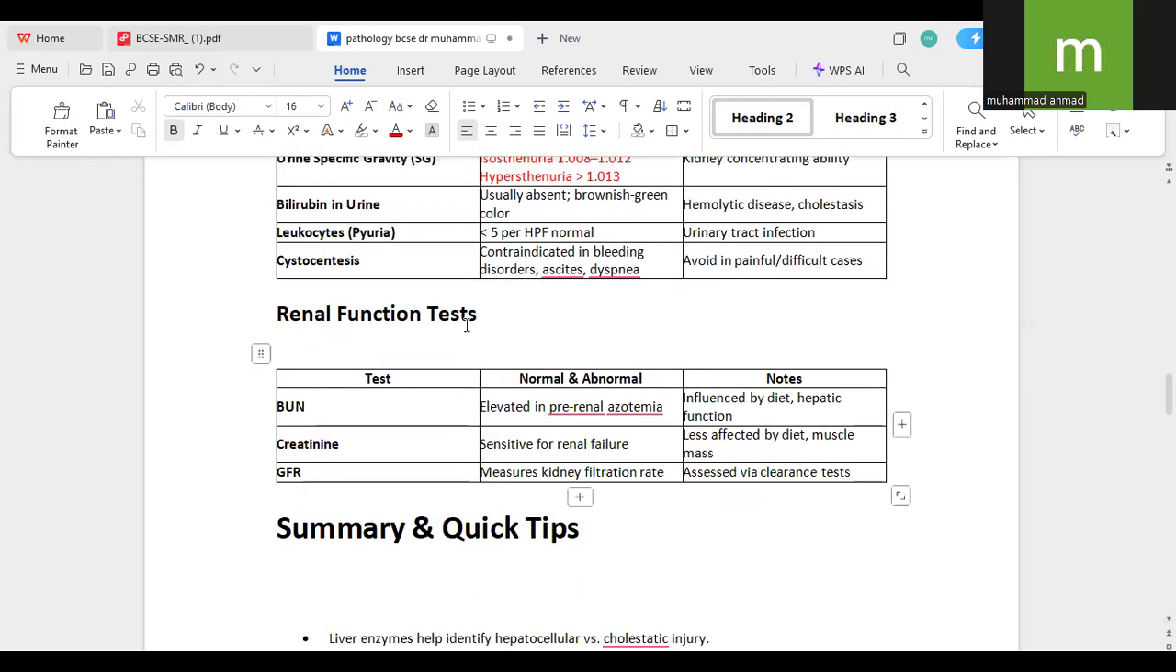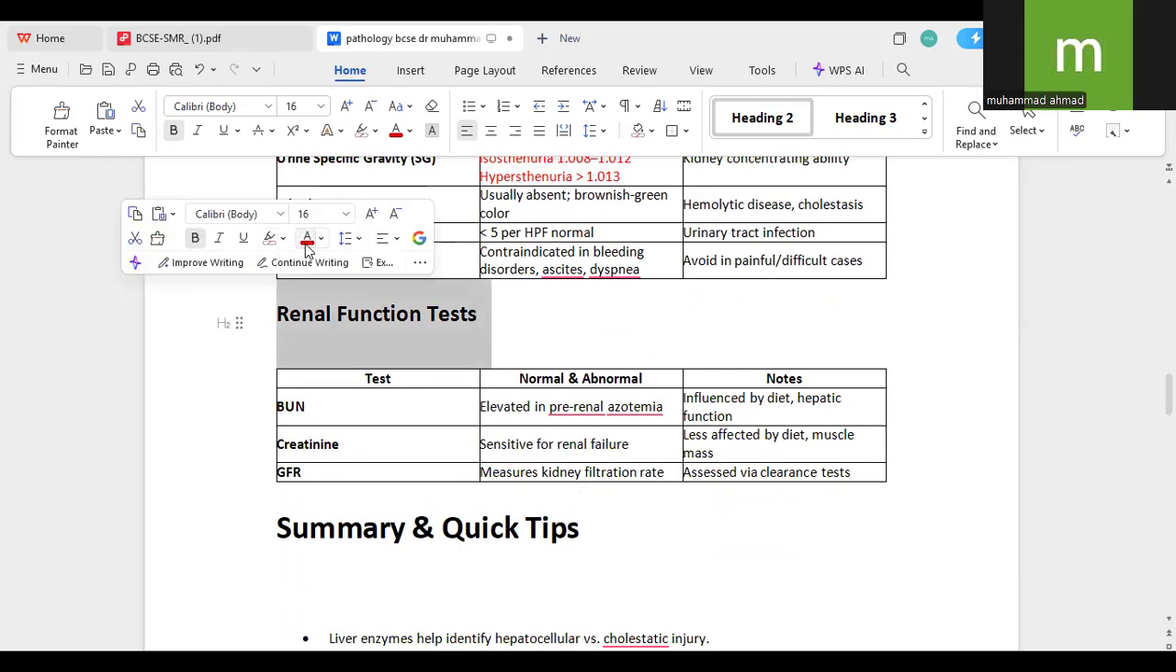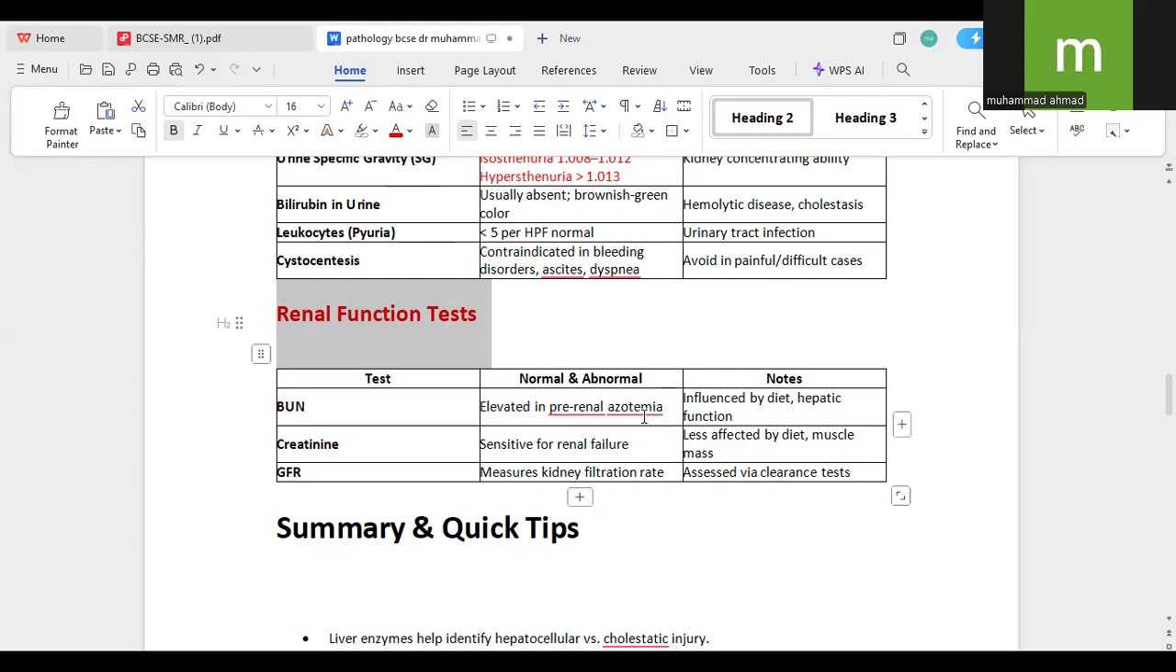This is an important renal function test. BUN is elevated in pre-renal azotemia. Azotemia is basically the elevation of nitrogen compounds in the plasma. Elevated in pre-renal, influenced by the diet and hepatic function. Creatinine is sensitive for renal failure, less affected by the diet and muscle mass. If there is acute renal failure, there may be an increased level of creatinine. And glomerular filtration rate measures kidney function rate, assessed via the clearance test.